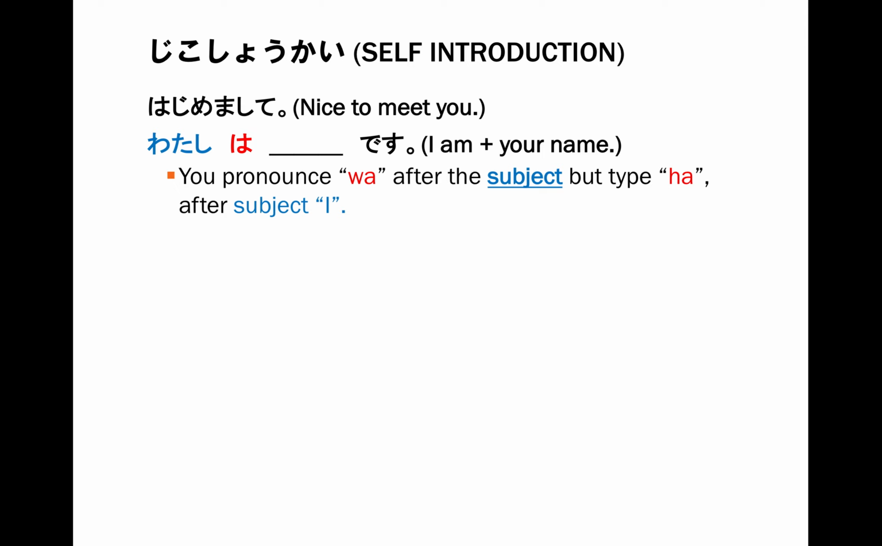Next one, 自己紹介, self-introduction. First, you type はじめまして。Nice to meet you. And next, you type your name. 私は Carrie です。私は Betsy です。私は Michael です。I am plus your name. So after 私, you type HA for は. You pronounce は as "wa" after the subject but type HA.